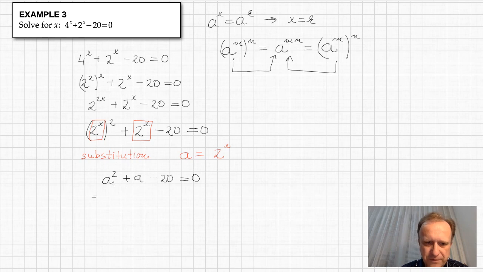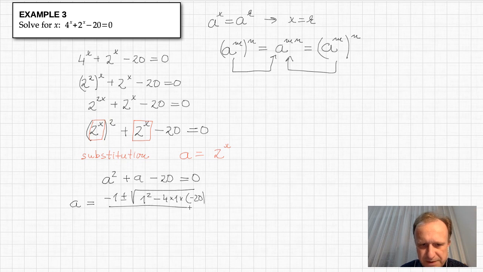So if I want to solve this, I'm using the formula a equals minus this coefficient here, so it's going to be minus 1 plus or minus the square root of this coefficient here squared, so it's 1 squared, minus 4 times this coefficient, so it's minus 4 times 1, times this coefficient, which is minus 20, and all is divided by 2 times the coefficient in front of a squared, which is 2 times 1, so it's 2.